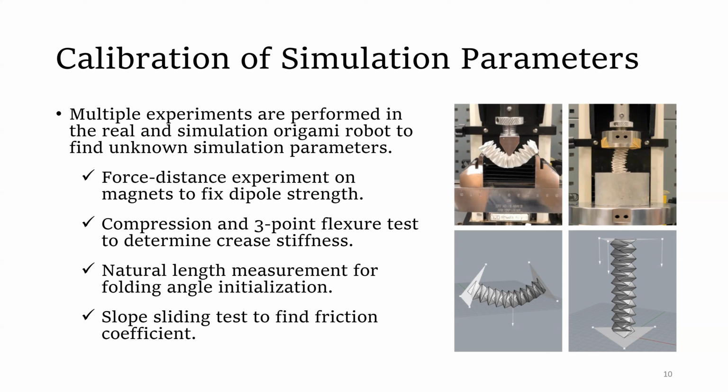Similarly, the real force distance curves between two N52 neodymium magnets were fitted in simulation to estimate the dipole strength of the magnets. The initial value of the folding was estimated by measuring the length of the origami and using the cosine rule to get the angles. A slope sliding test helped to estimate the coefficient of static friction.